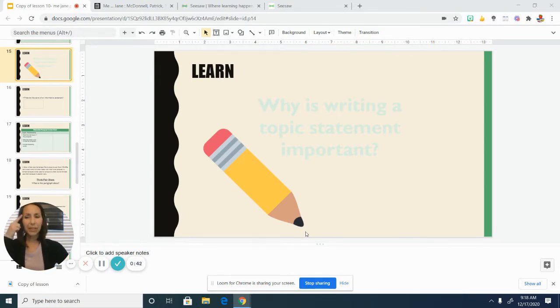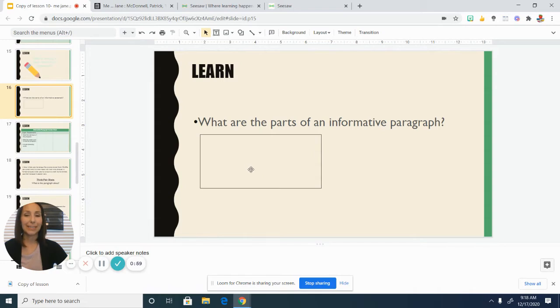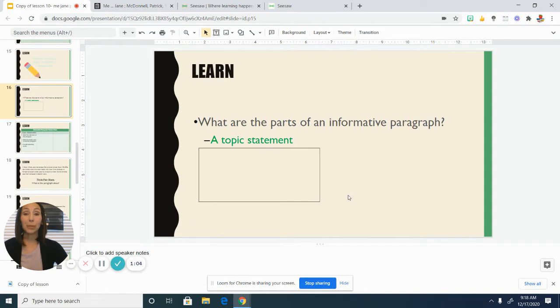So think about the sandwich organizer in your head: the bread, the meat and cheese, or the lettuce and tomato part, and then the other piece of bread. Do you remember what those three parts are in an informative paragraph? I'll give you a second to think about it. Yeah, the first piece of bread, if you said a topic statement or a topic sentence, you would be correct. The first piece of bread at the top is the topic statement.